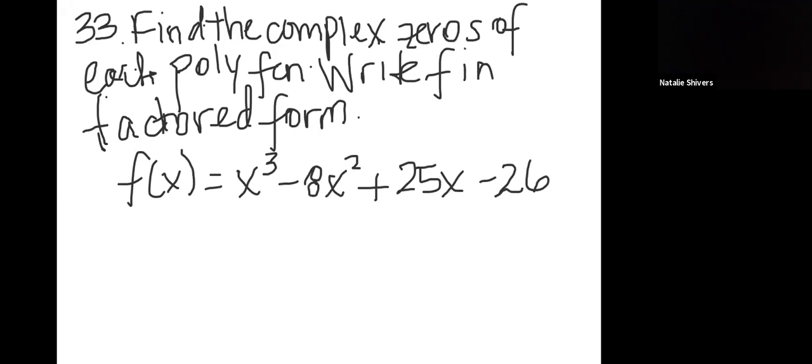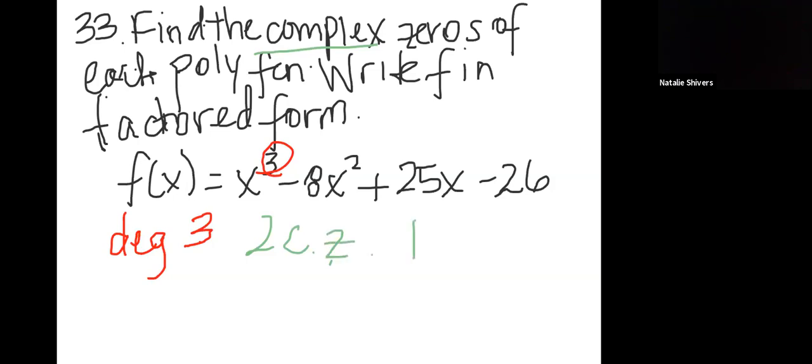One, we have a cubic function, so we have degree 3. Number 2, it says that it's complex, so we're going to have complex zeros here. So 2 complex zeros. We're going to have 1 real zero.